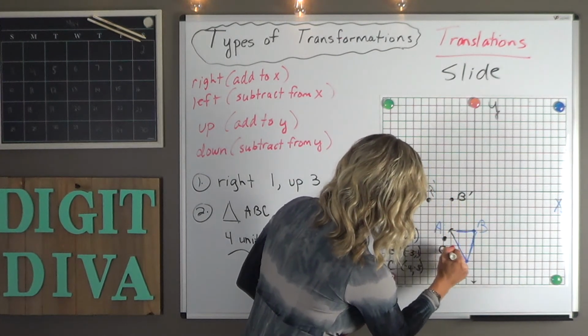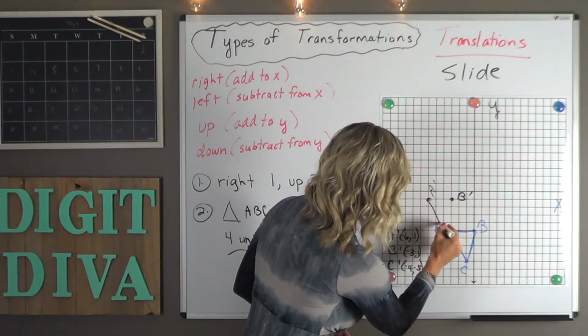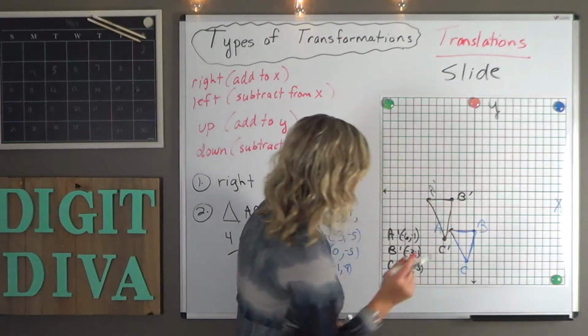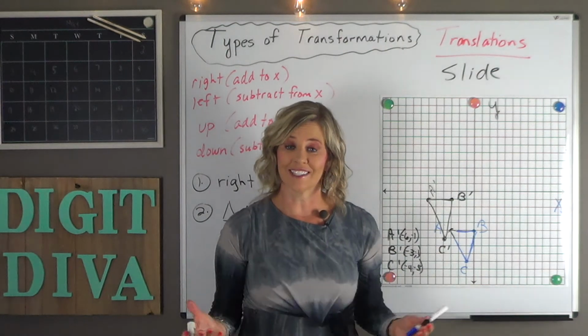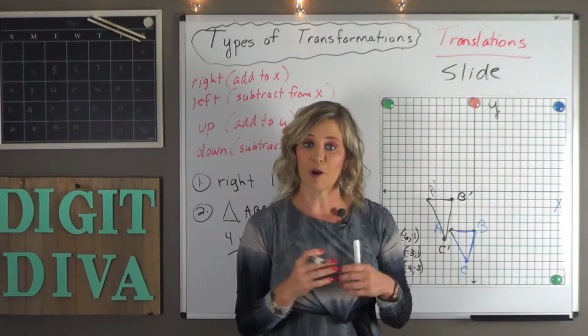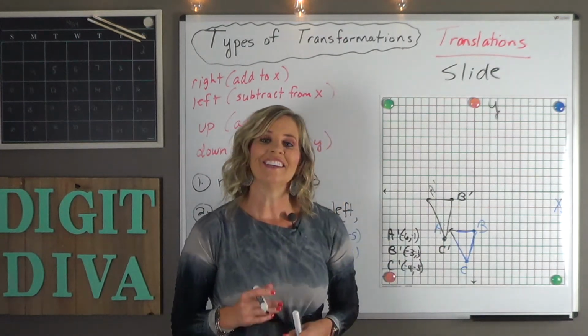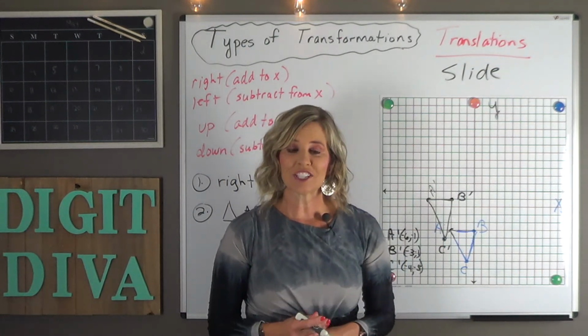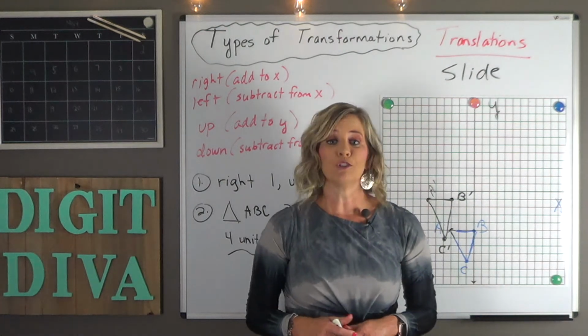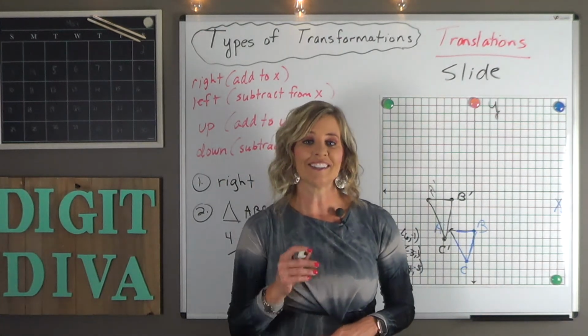Okay. So let's look at this triangle. Does it look like it's changed sizes? Did it get larger or smaller? No. Did it go from a triangle to a circle? No. So again, to remind you, translations are simply a slide. You just change its location. I'll see you in the next lesson.